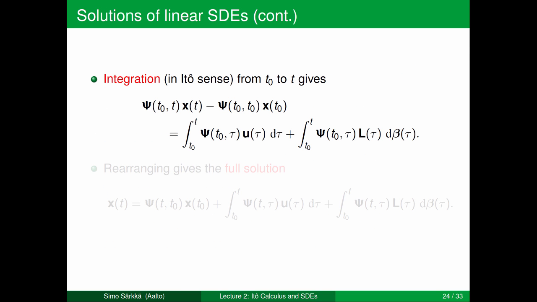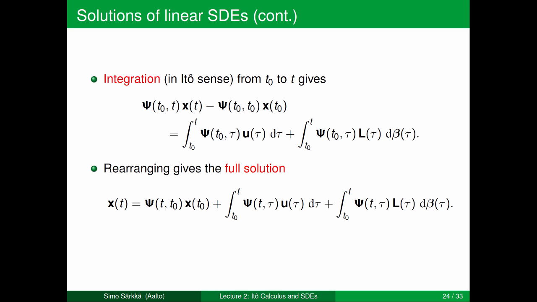We can now integrate in the Ito sense from t0 to t, which gives this kind of equation. So we have Psi(t0, t) times x(t) minus Psi(t0, t0) x(t0) is equal to the integral from t0 to t of Psi(t0, tau) u(tau) d tau plus then another term, which is the integral from t0 to t of Psi(t0, tau) L(tau) d beta. Now if we rearrange and recall the properties of the transition matrix, we get the full solution, which looks like this.